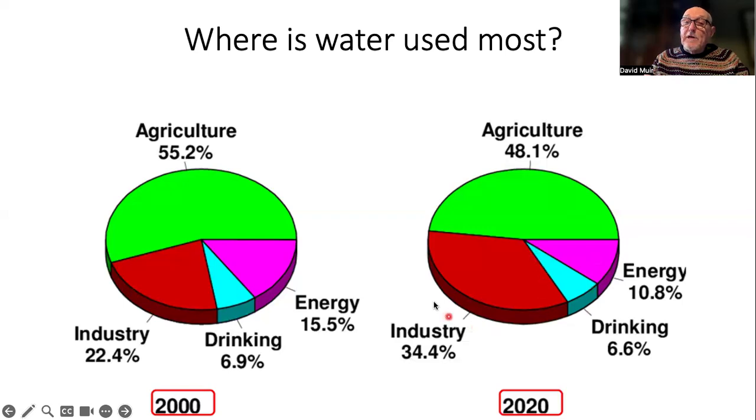And industry, a huge amount as well, close to 35%. And the rest is what we use. It says here drinking, but that would be other human usage in general. But this is the really important thing to notice: first of all, agriculture, and then industry, utilization of water.